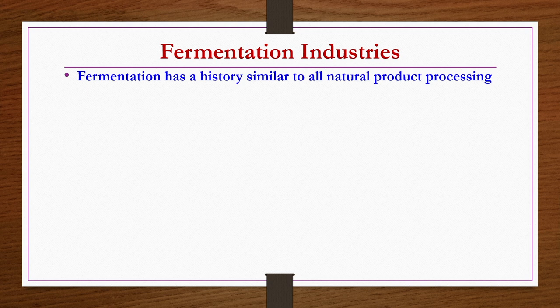So, production of different types of alcohol has been known for centuries, and that is also by fermentation only, right? And the mixtures to make idli, dosa, etc. are made by the fermentation process. Of course, after the fermentation, you do the post-processing to get the desired product, that's a different issue. But basically, in all these natural processes, fermentation is occurring, and that's the reason fermentation also has a history, same as natural product processing.